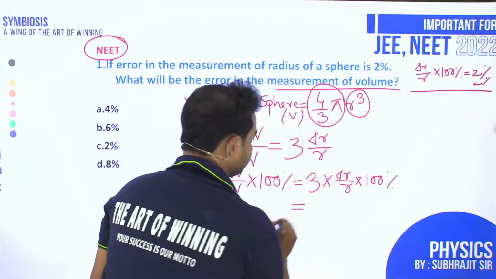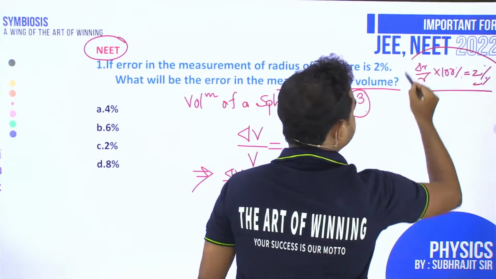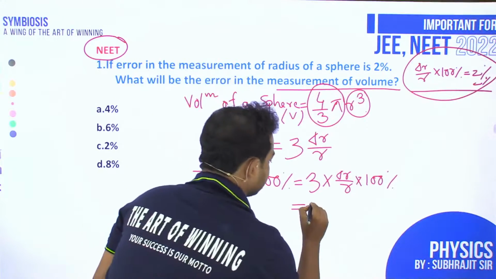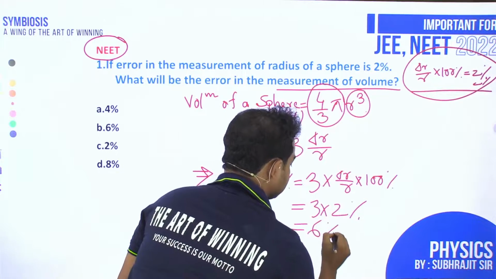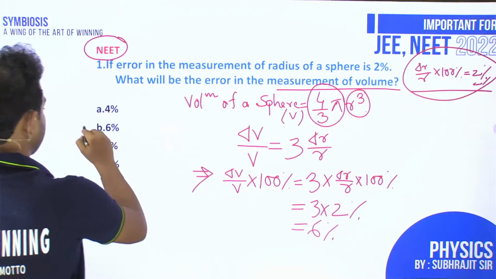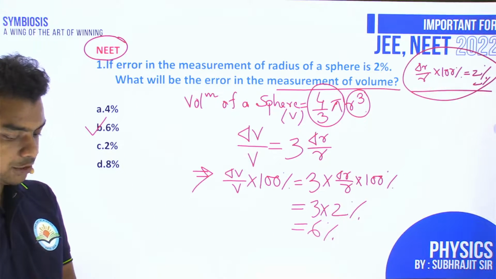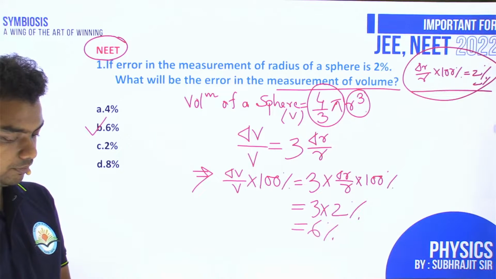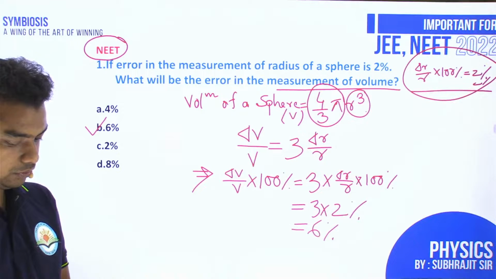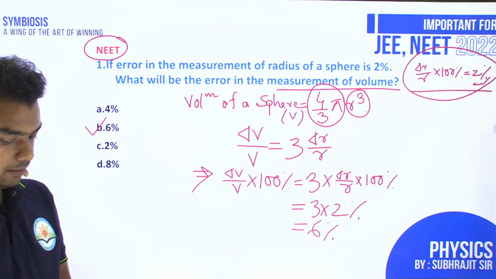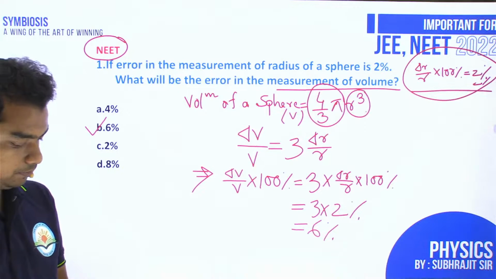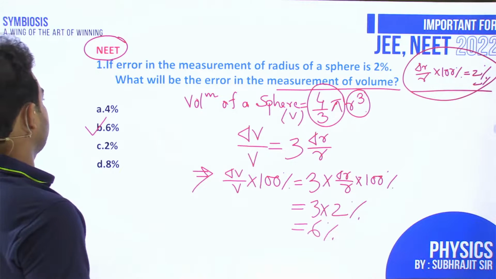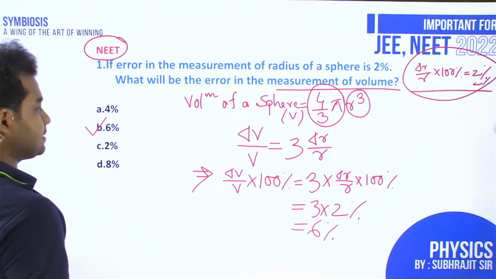In the question that is given, you have already seen that. So here 3 into 2%. So the answer is 6%, means option number B. Got it? Option number B. Everyone got it? So for question number 1, option B is correct.